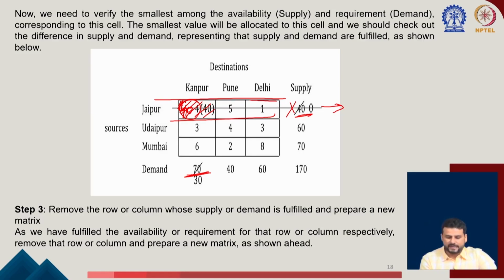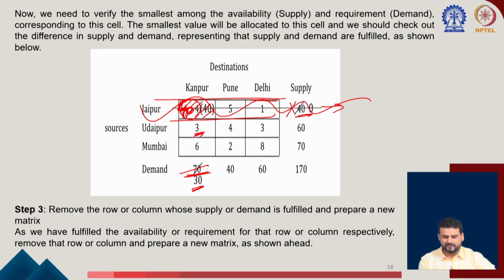Now we have allocated 40 in the first cell, that means this supply is totally gone. Now Jaipur is not available to supply to some other location, either Kanpur, Pune or Delhi. Now because we have exhausted demand of Kanpur by 40, only 30 is remaining. So next northwest corner is this one.